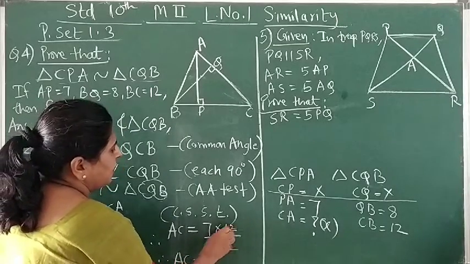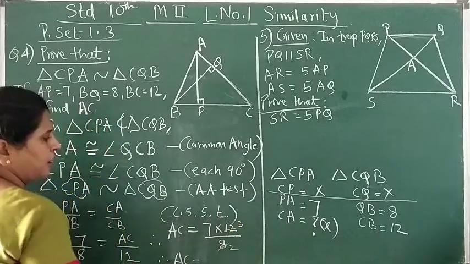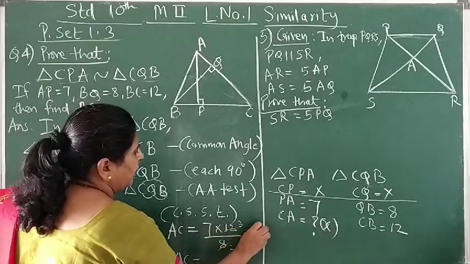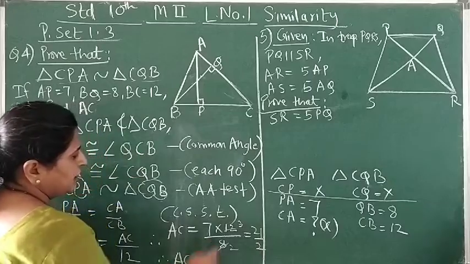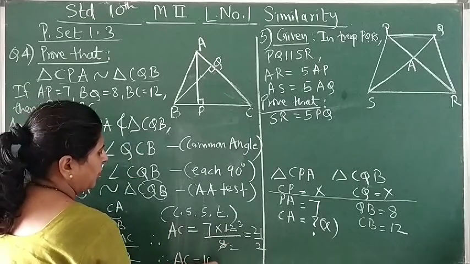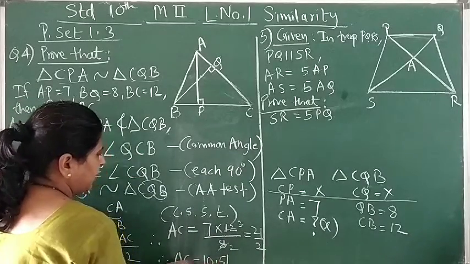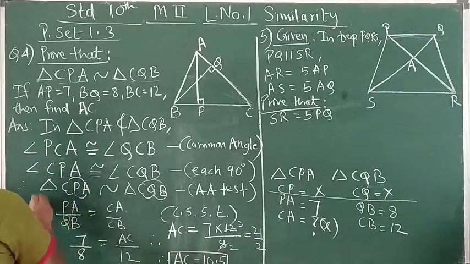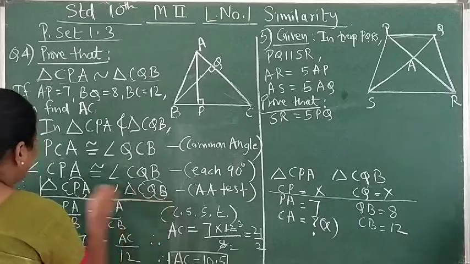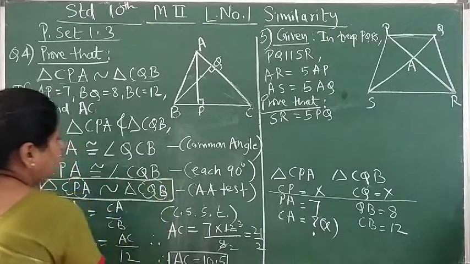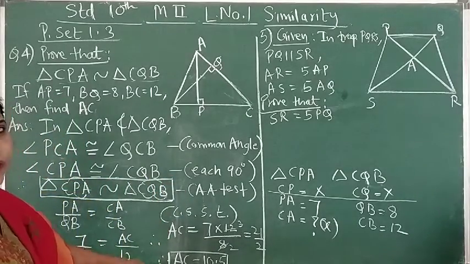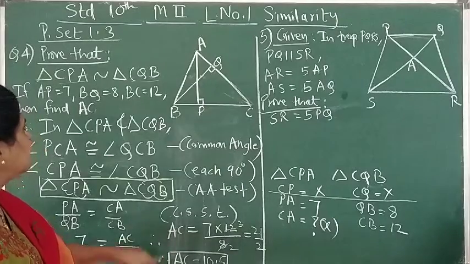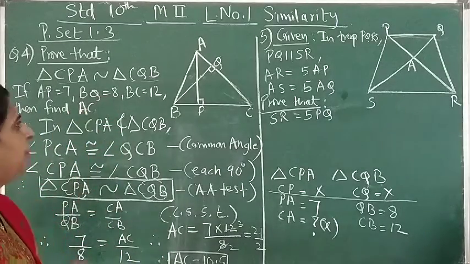So if you do the calculation, you can find the value of AC. 4 2s are 8, 4 3s are 12, so 7 3s are 21 upon 2. Either you can write 21 upon 2 or you can make it 10.5. So this is the length of AC. Here we have proved the triangles are similar, which is the one part we have done, and in the second part we found the length of AC. So this is the answer of question number 4.